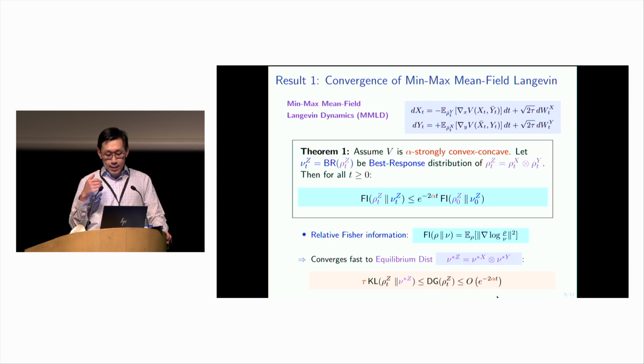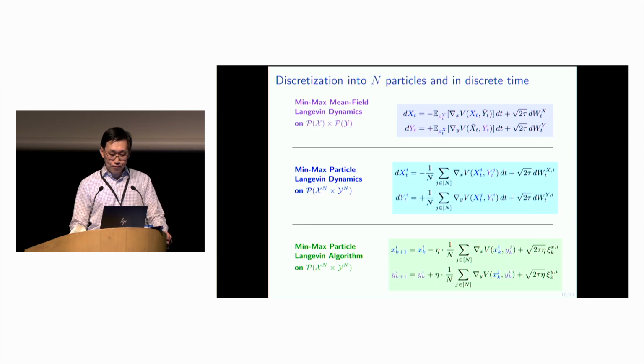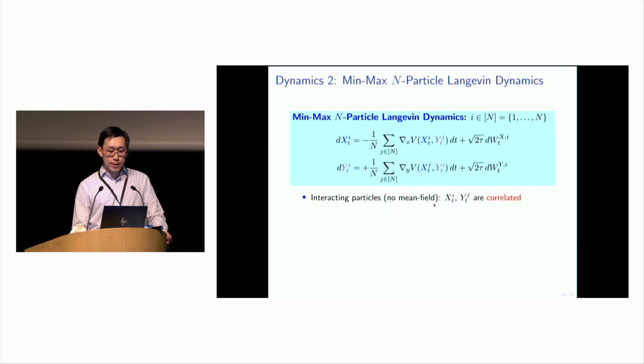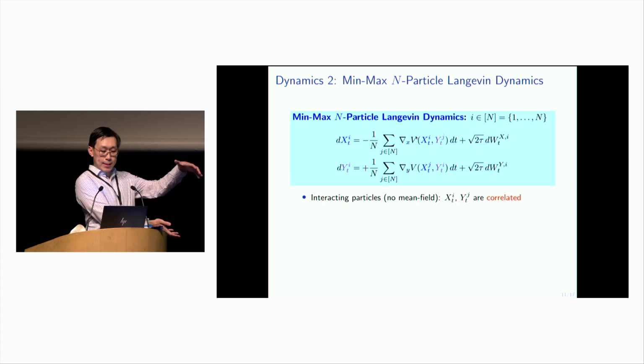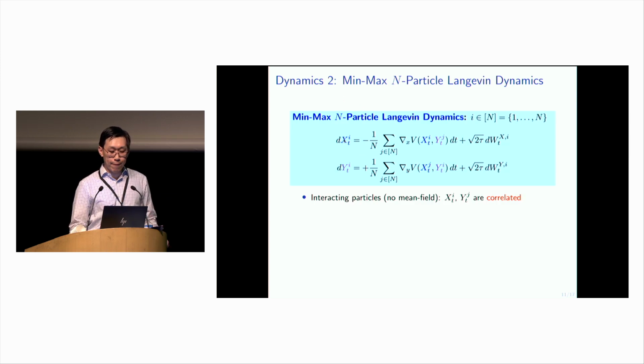And then the question becomes, what happens when we want to implement this as an algorithm? So we have to discretize as particles and then discretize in discrete time. So first, let me describe the results for this finite particle continuous time dynamics. So the dynamics looks like the following. We replicate the system so that every player X becomes n particles, and every player Y becomes n particles. And we have these two sets of n particles that are evolving following this interacting particle system, where we replace the true expectation by this empirical expectation of our particles.